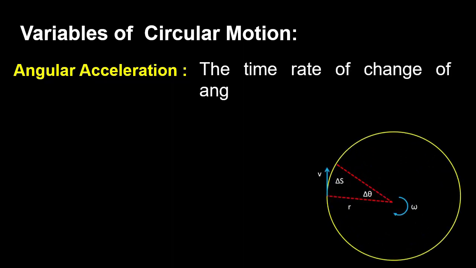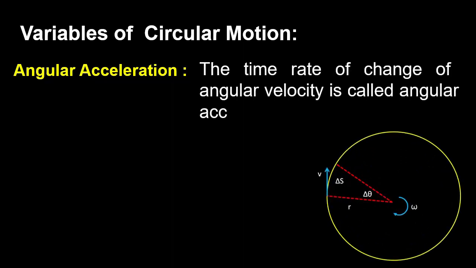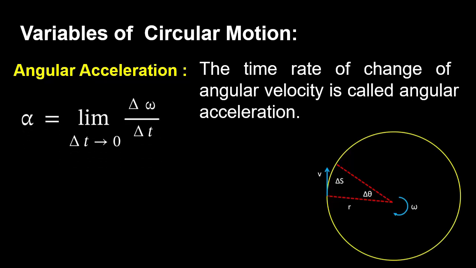Angular acceleration. The time rate of change of angular velocity is called angular acceleration. Alpha equals limit delta t tends to 0 of delta omega by delta t. Therefore, alpha equals d omega by dt. Therefore, alpha equals d squared theta by dt squared. The unit of angular acceleration is radian per second squared, and the dimensional formula is T to the power minus 2.